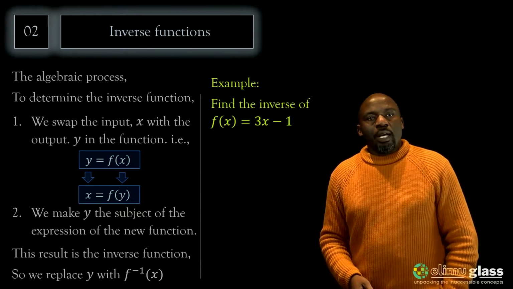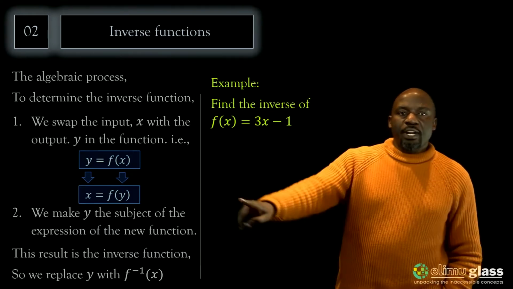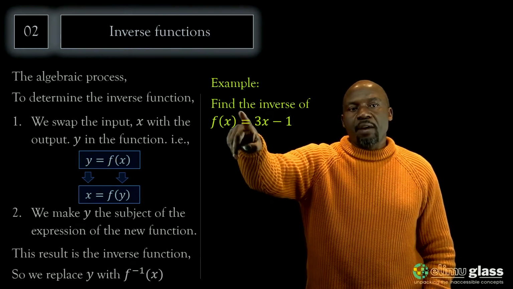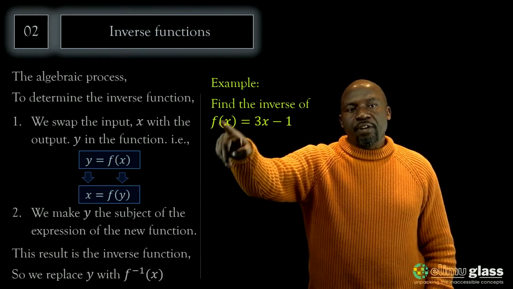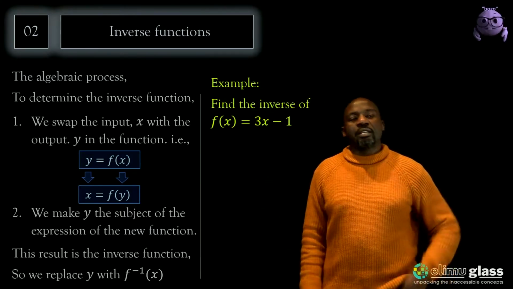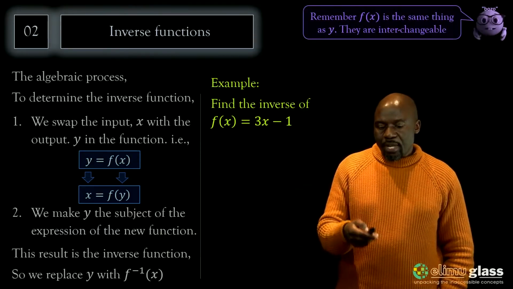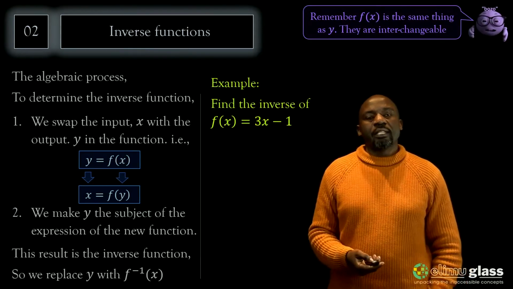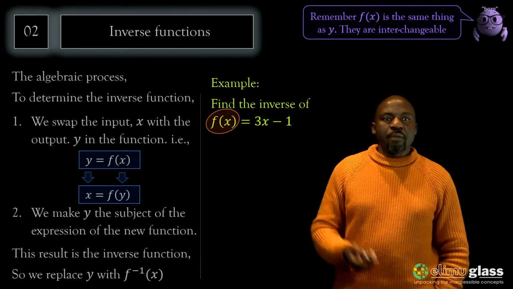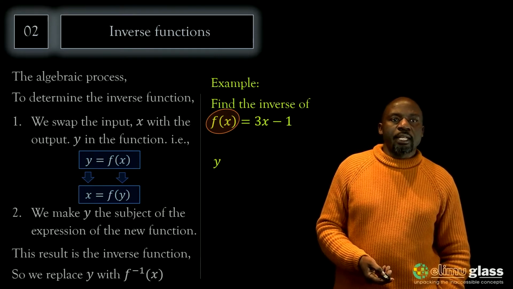Find the inverse of f of x equals 3x minus 1. Before I go into the first step, please remember, I want to make this look simpler. Remember, f of x means the same thing as y. So I can first of all remove that f of x and replace it with y, just to make the writing look a little simpler, because they mean the same thing. So now y equals 3x minus 1.